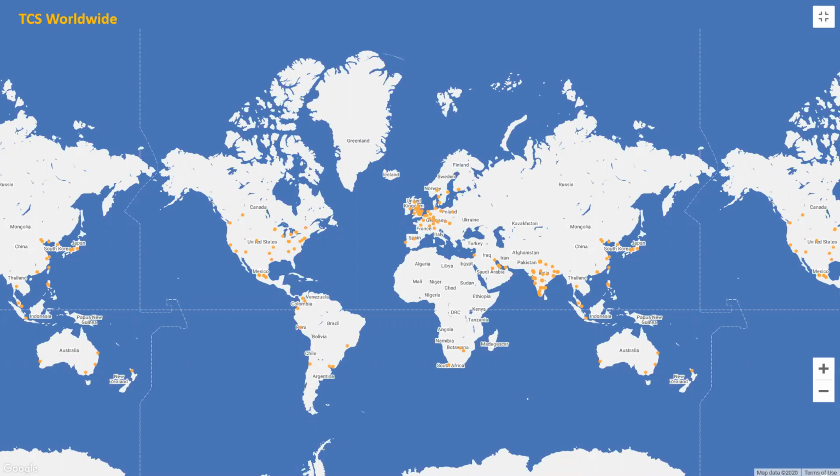yellow dots are where TCS is present. Obviously, there's a lot of presence in India, but what you see is a lot of South America, North America, a lot of presence in Europe, South Korea, Japan, Thailand. Even in Australia, New Zealand, South Africa, around Argentina, Peru. So that's an example that you can look at from the perspective of a multinational company.